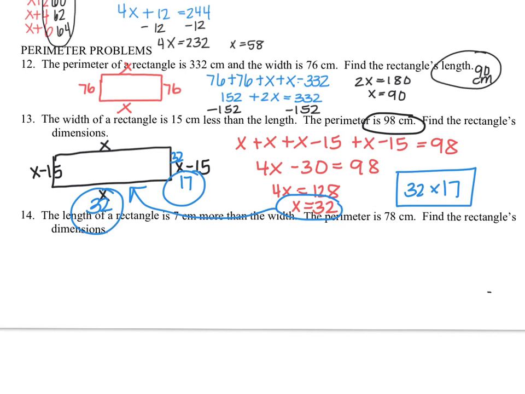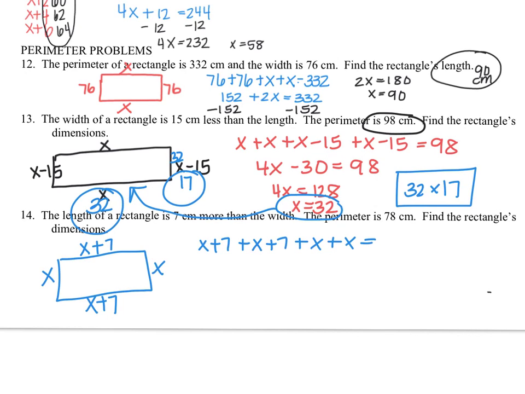All right, last but not least, one more rectangle. It says the length is 7 more than the width. We don't know the width, so we're going to label the width this time as being x. The length is 7 more than that, so x plus 7 on top and bottom. Add them all up to find perimeter. x plus 7 plus x plus 7 plus x plus x equals the perimeter they give you in the problem of 78.